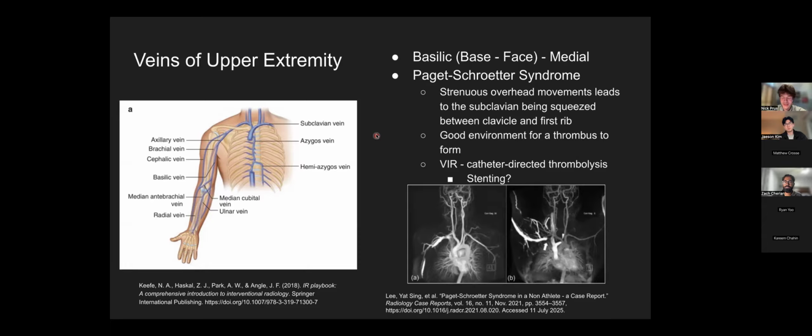This is a question for all of you: would you stent in this area? It's okay if nobody knows. Okay, I don't see anything in the chat. I know I didn't give you guys much time, but you wouldn't want to stent because the stent would get crushed. So that's why you'd only do thrombolysis if they come in with Paget-Schroetter syndrome.